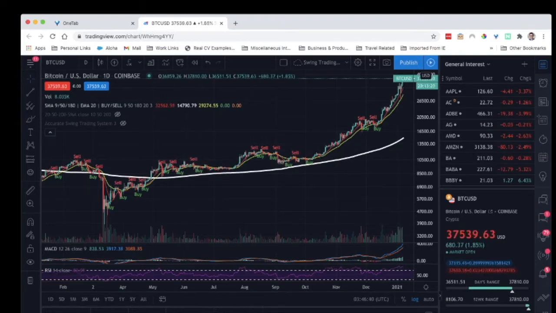The next things that I think are important are to look at where the market is in general.